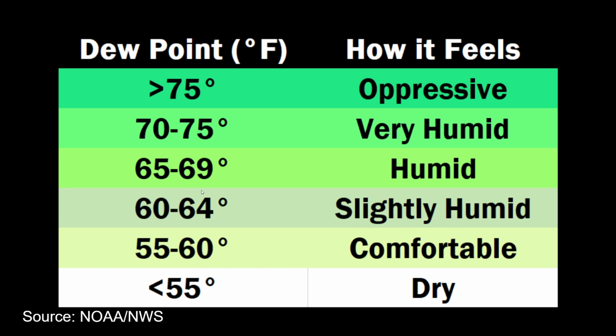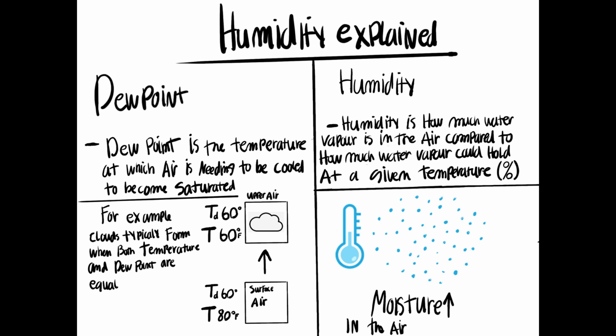So yeah, anything between 60 to 64 is between comfortable and slightly humid, and then anything from 65 to 70 and above is considered humid to very humid. And once you get past 75, that's when it gets so oppressive. So yeah, just a simple little guide. This one is from the National Weather Service again. You can find this on one of their websites. So I explained dew point to you.